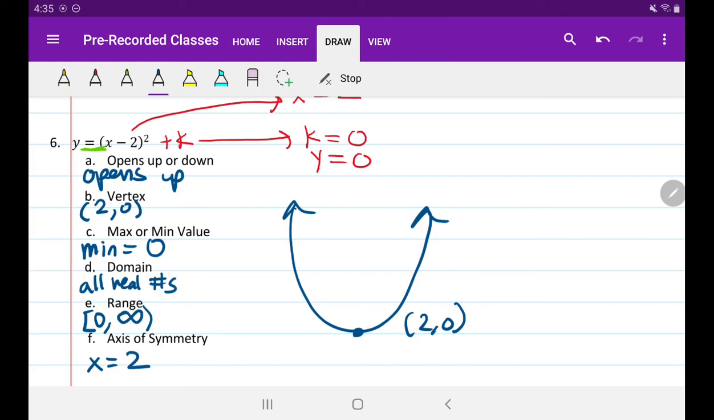So that's it for the classwork. So hopefully from that you can go ahead and figure out the homework and submit that.